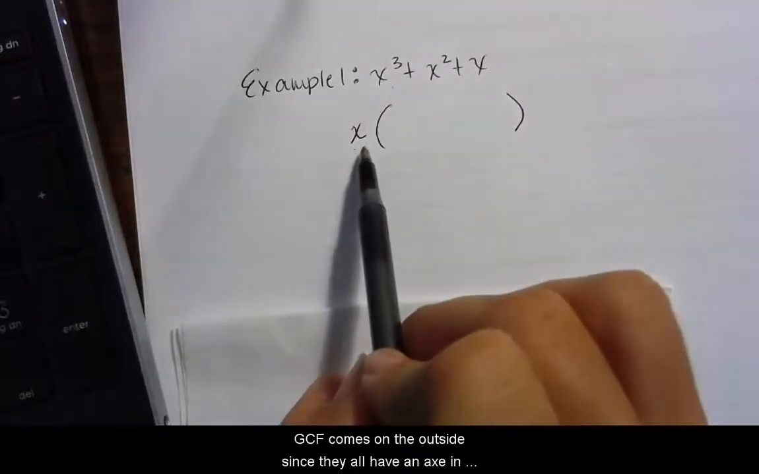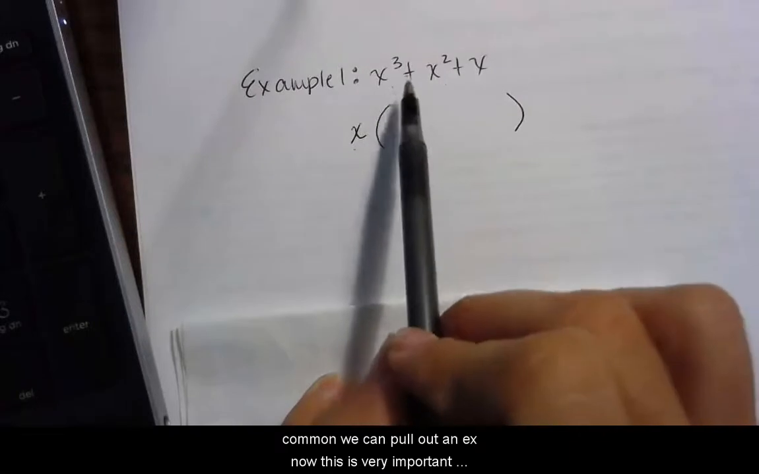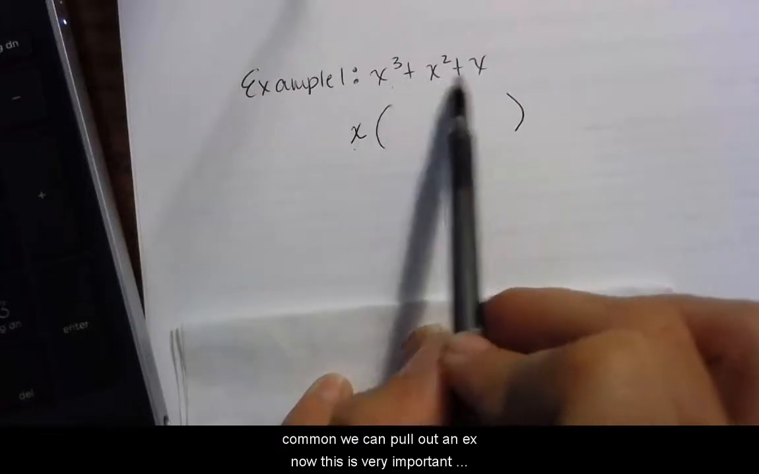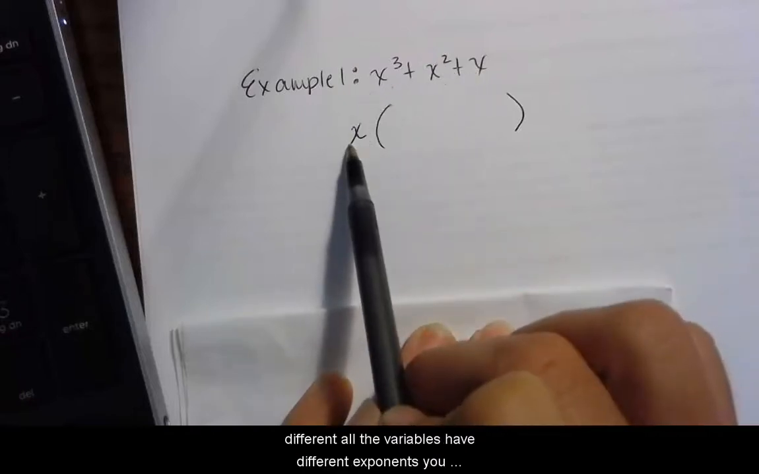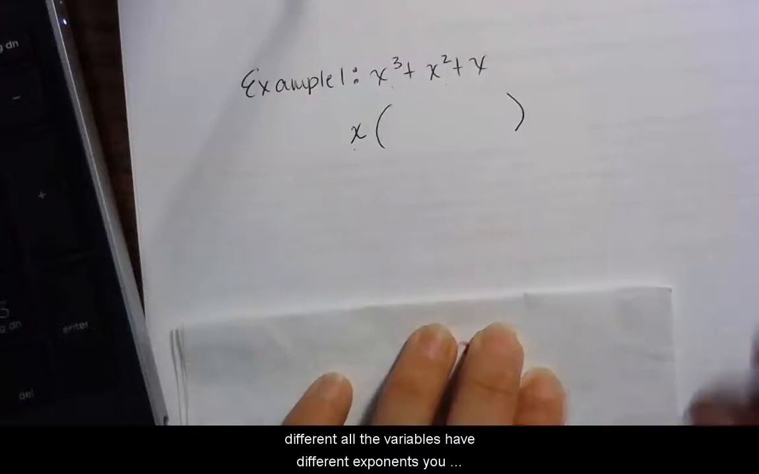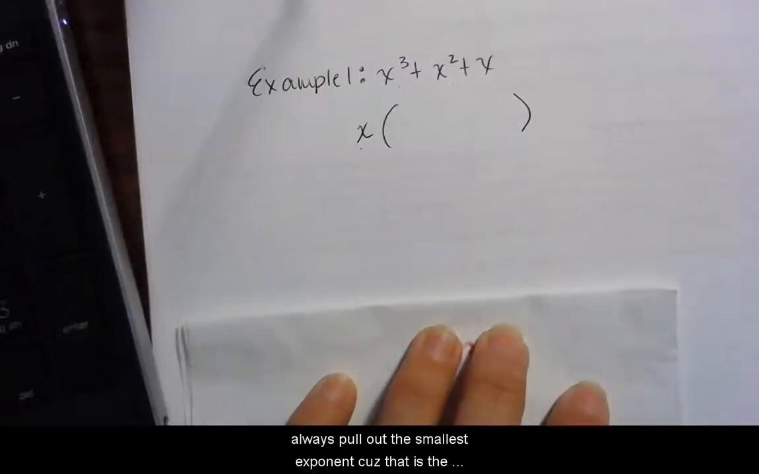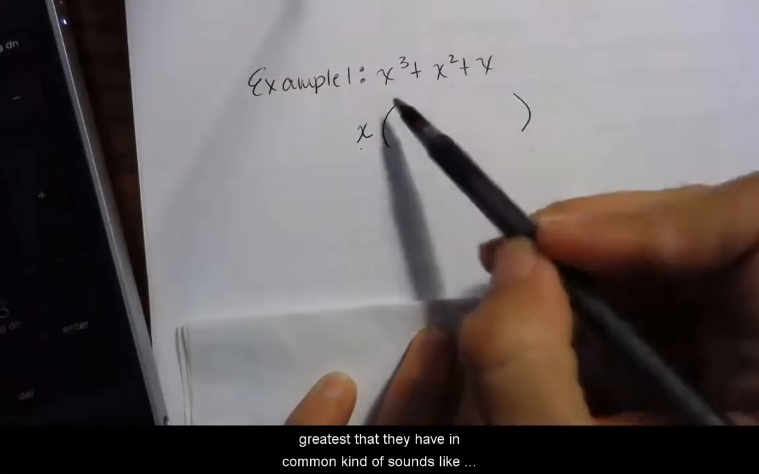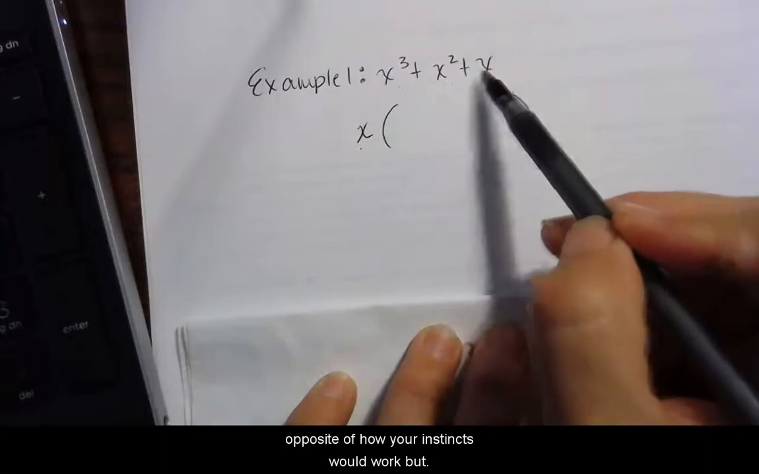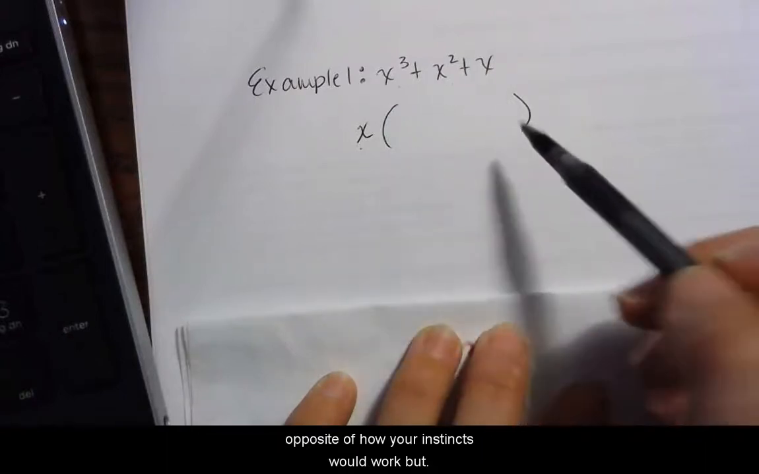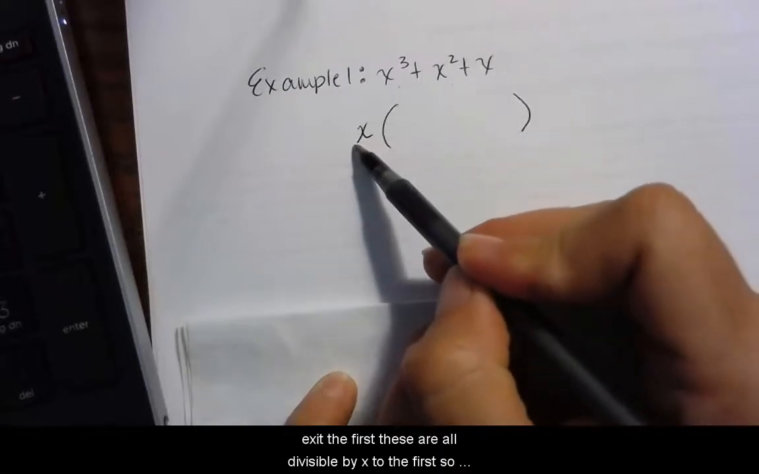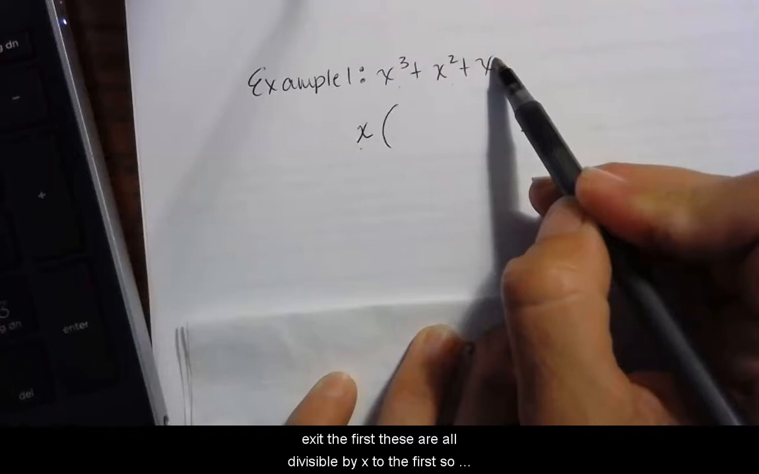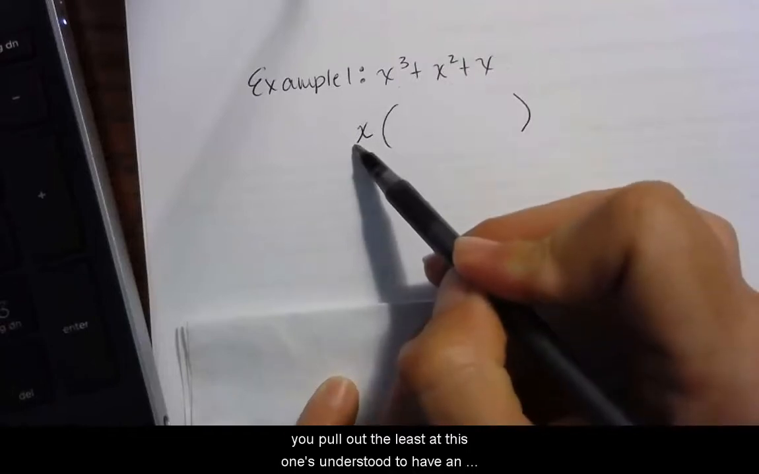Now this is very important to understand. When you pull out a variable and all the variables have different exponents, you always pull out the smallest exponent because that is the greatest that they have in common. I know that kind of sounds like the opposite of how your instincts would work, but what these all have in common factor-wise would be x to the first. These are all divisible by x to the first. So you pull out the least exponent. This one's understood to have an exponent of 1, so that's what we're going to pull out.